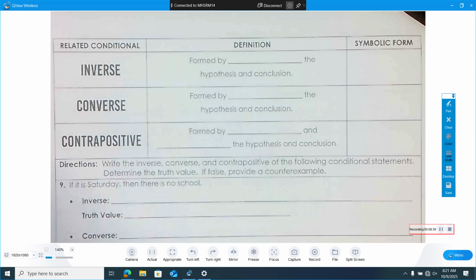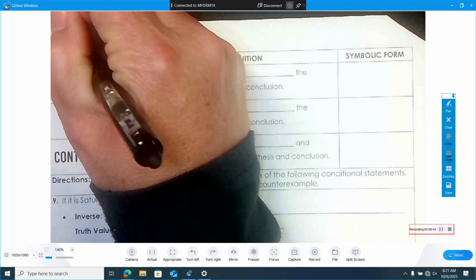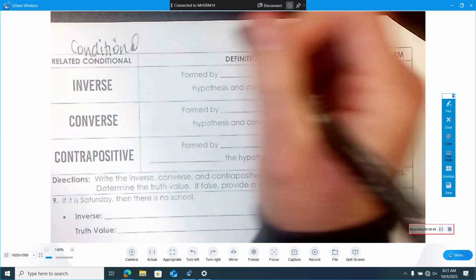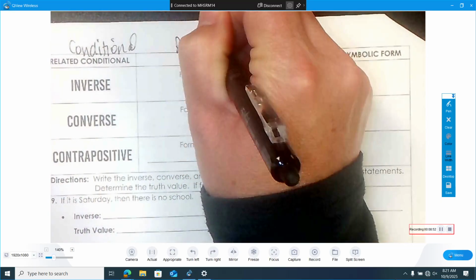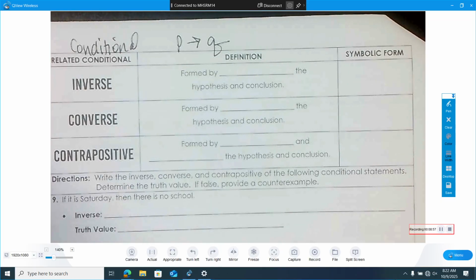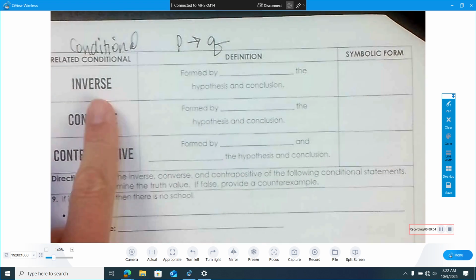Okay. All right. So we also have some related conditionals that are going to take those theorems and turn them around for us, and we can use them in other ways as well. And so our original conditional was P implies Q, where P was the hypothesis and Q is the conclusion. If P, then Q. Well, we can also write the inverse.